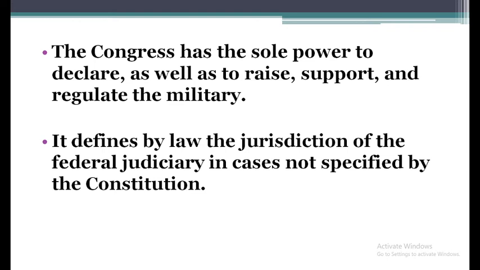The Congress also defines by law the jurisdiction of the federal judiciary in cases not specified by the Constitution. Here, it means that the Supreme Court is actually the sole interpreter of the Constitution, or the guardian of the Constitution. But in those areas where the powers are not clearly specified in the Constitution, the Congress has the power to decide, or the Congress has the power to give their own version.